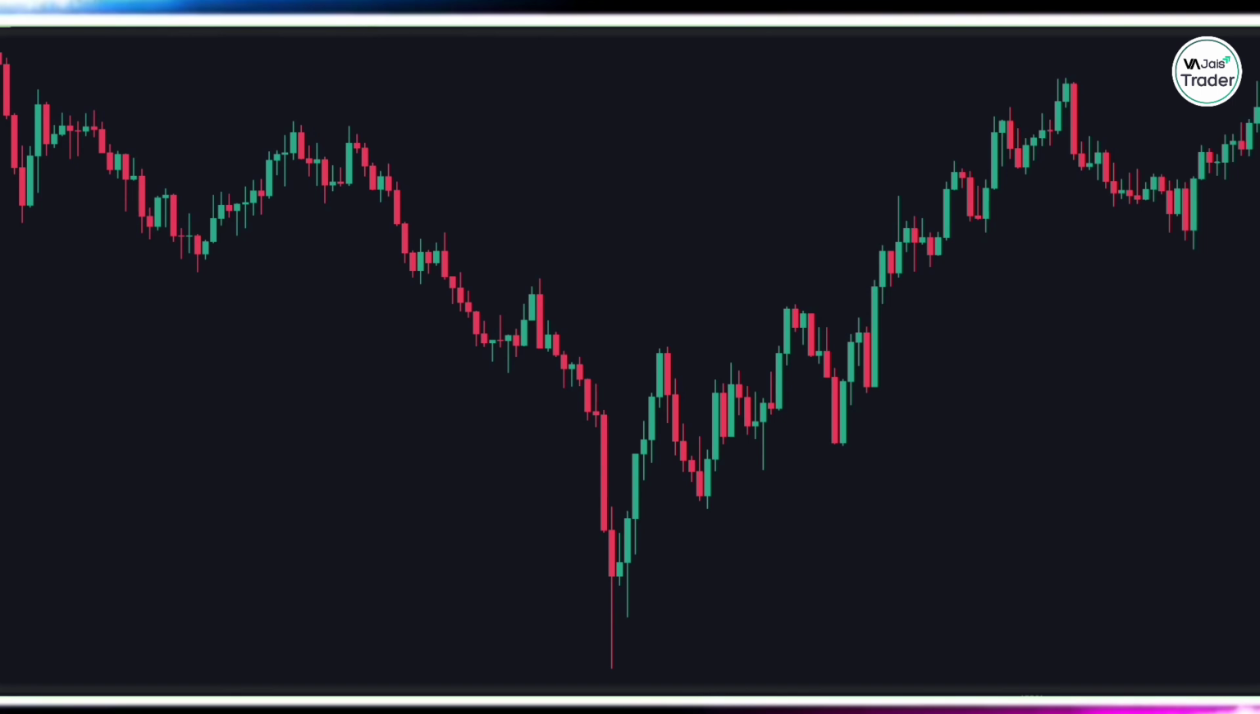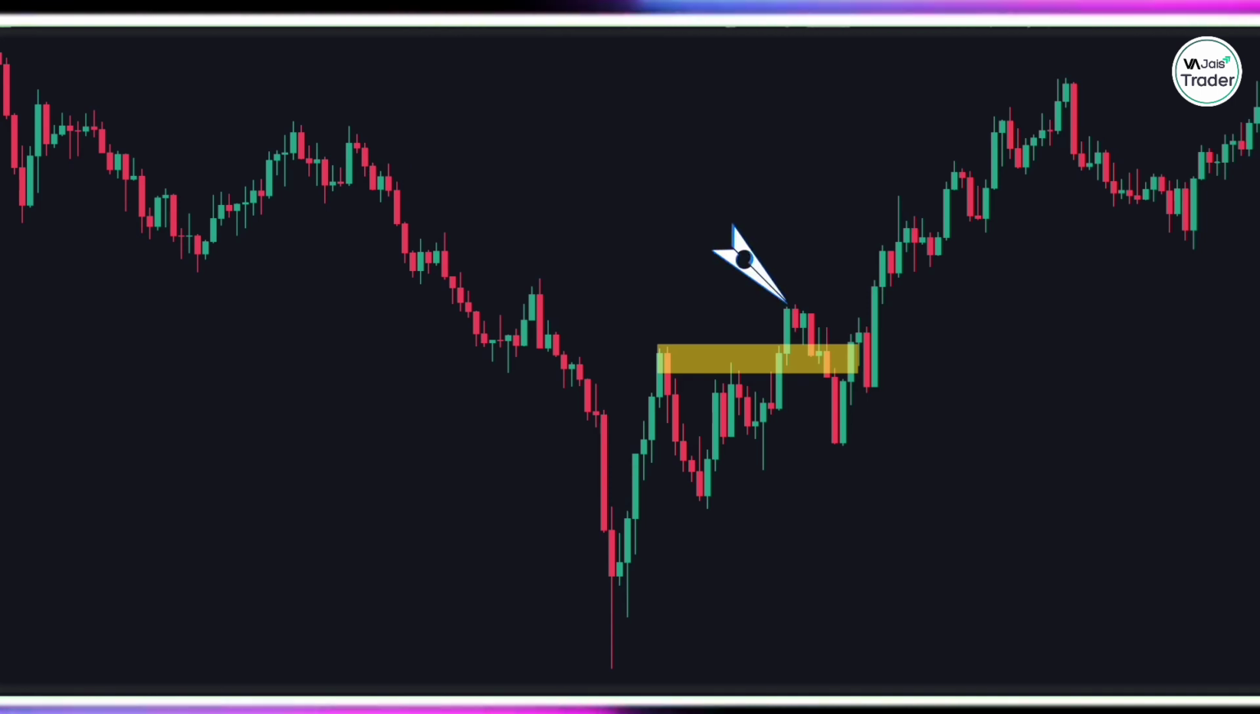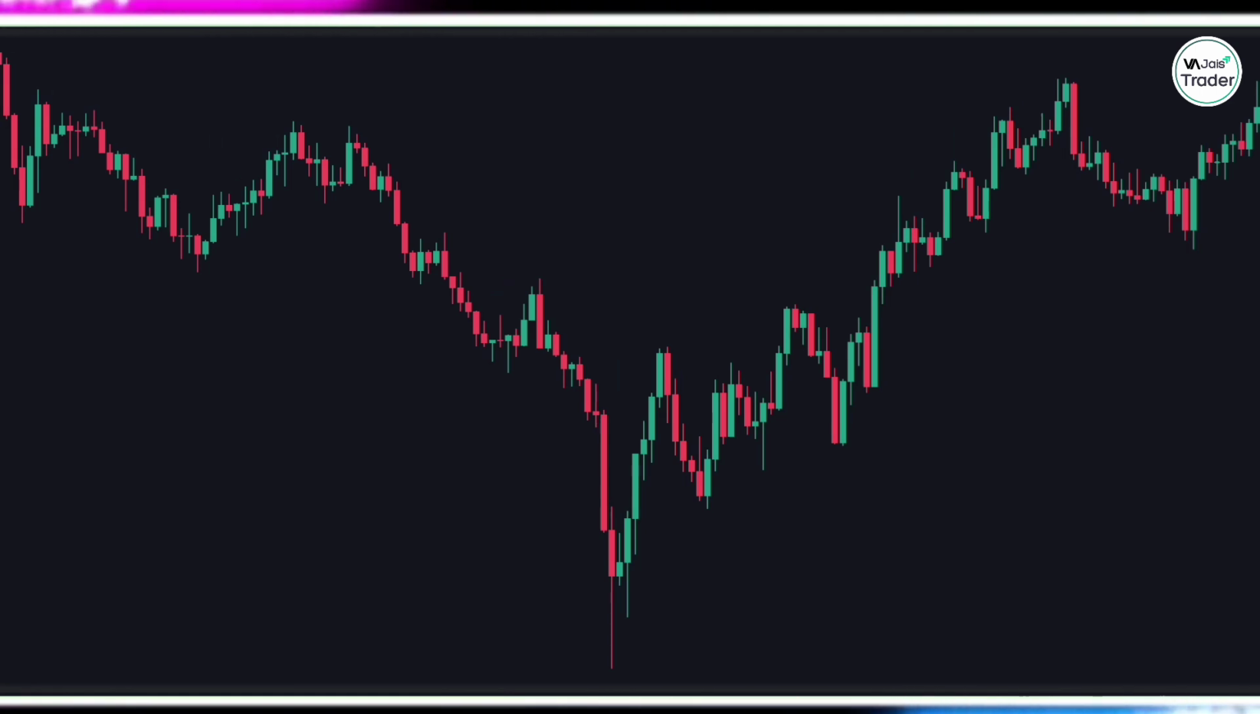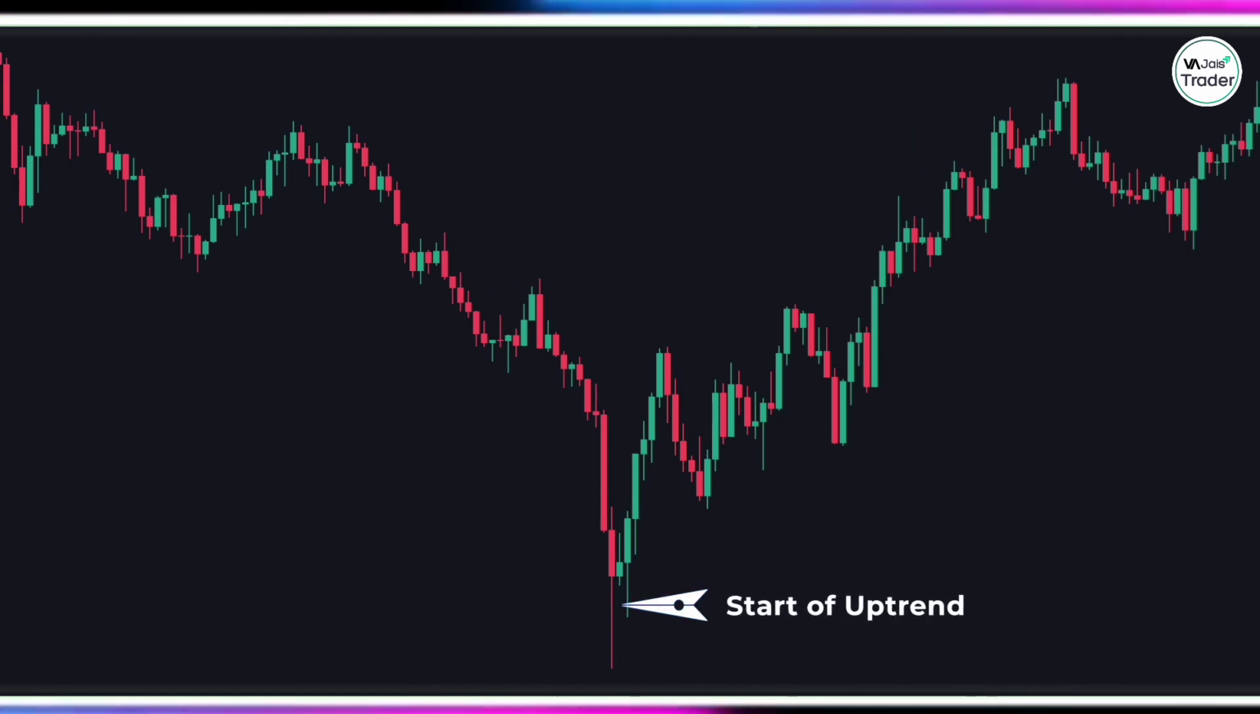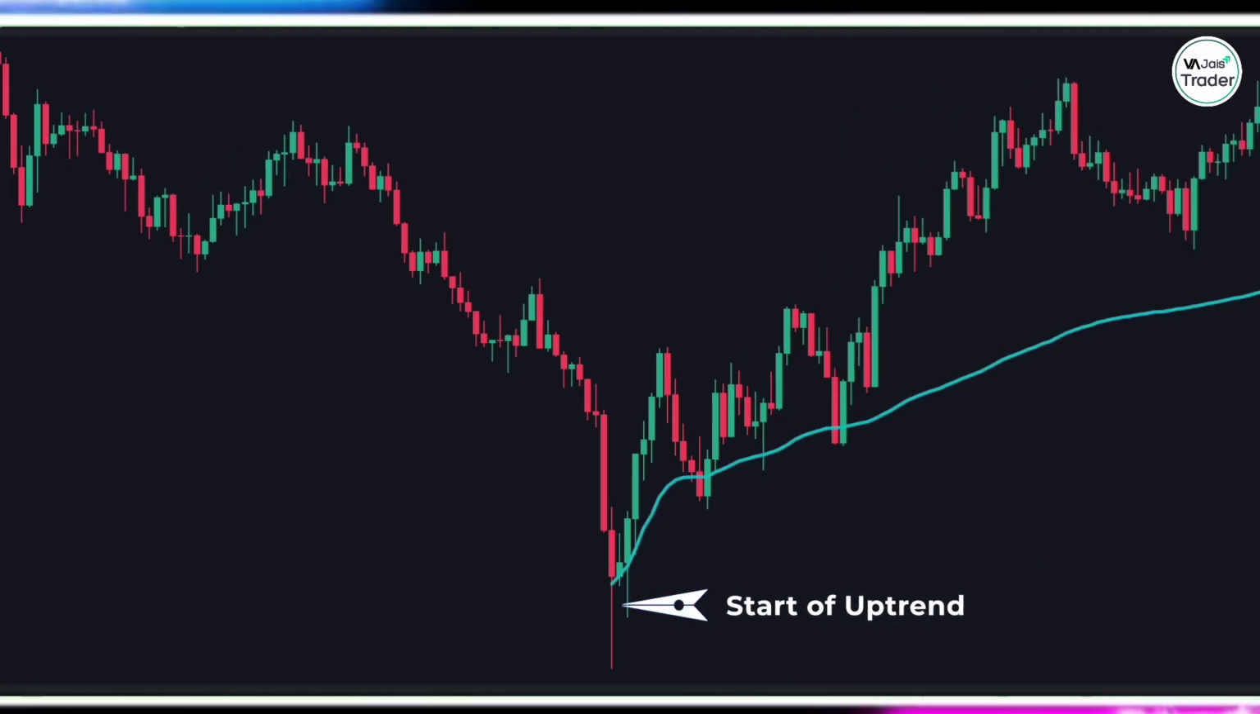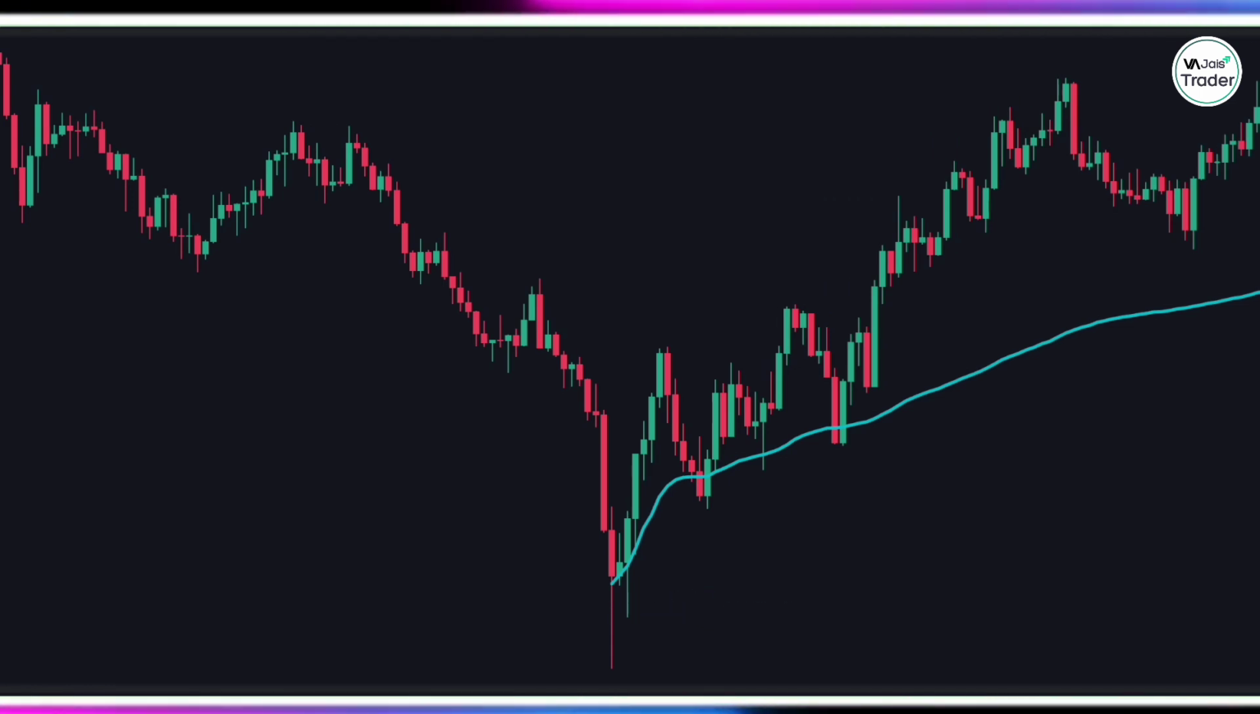Here, initially, we witnessed a huge down move. Then the price stalled and created this high. The price then broke above the high to create a higher high. At this point, this might be the start of an uptrend. We select this candle as the starting point of an uptrend and plot an anchored VWAP from here.